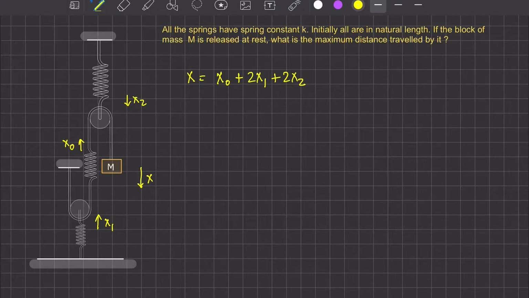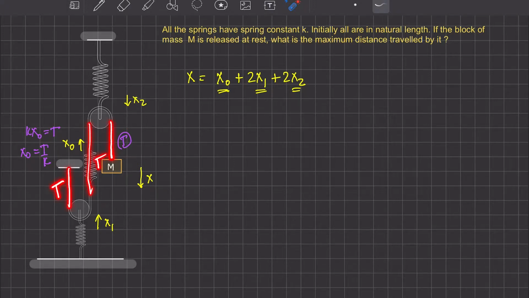Now what about the relation between x1, x2 and x0? Let's find out again. At any time, let's say the tension in the string is T. That means I can write kx0 equals T, because kx0 acts on the same string as that of the block. So x0 equals T by k. Now if here tension is T, here tension is T, and here tension is T, then this will be 2T, and here tension will be 2T.